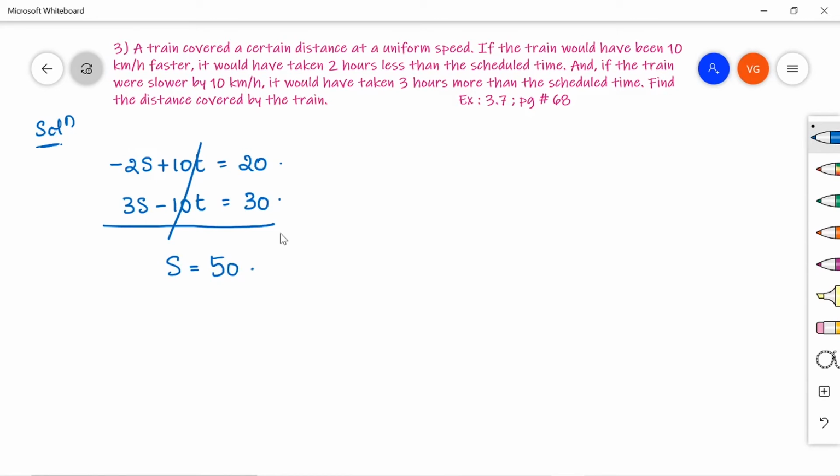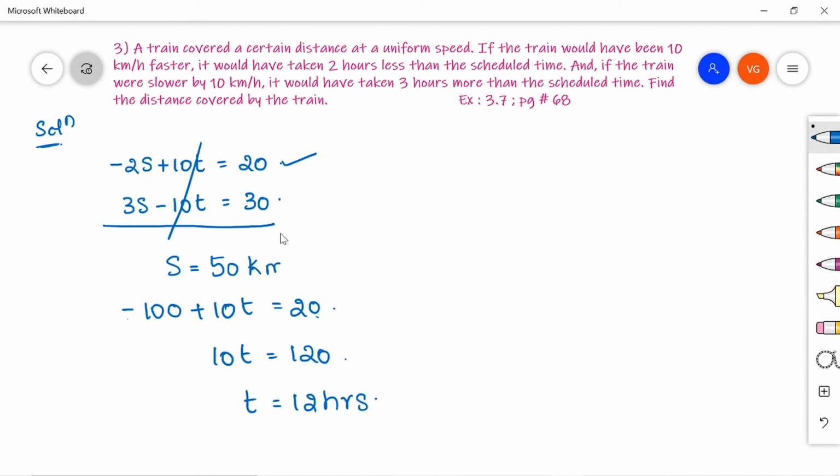Let us try finding out the value of time t also. I'll take this equation: minus 2 into 50, minus 100 plus 10t is equal to 20, right? So 10t is equal to 20 plus 100, that will be 120 here. So t is equal to 12 hours, right? So 50 is kilometer per hour, right?